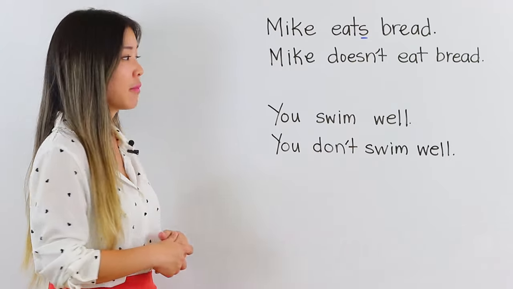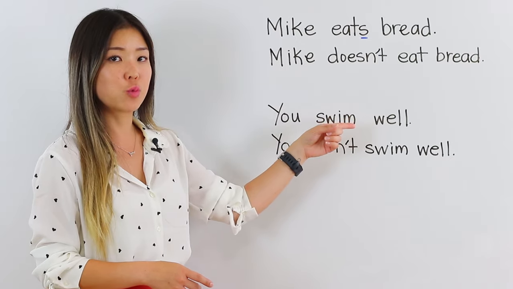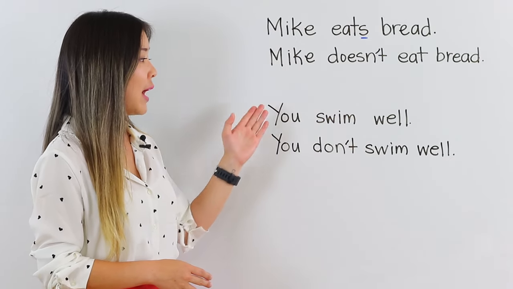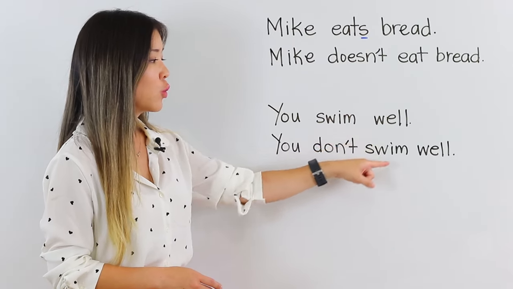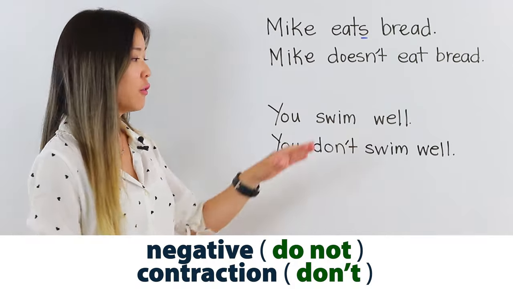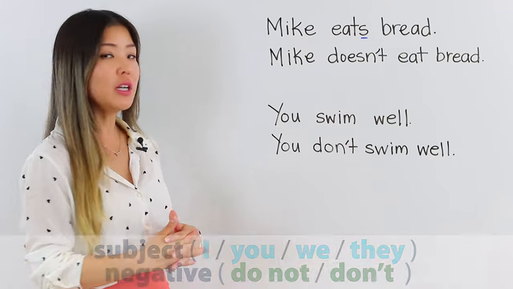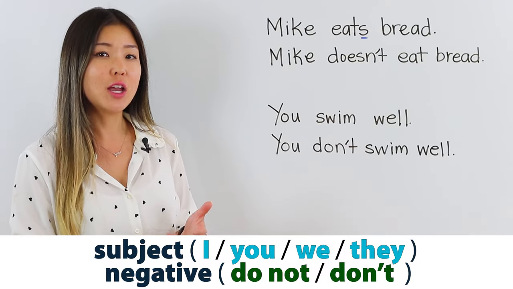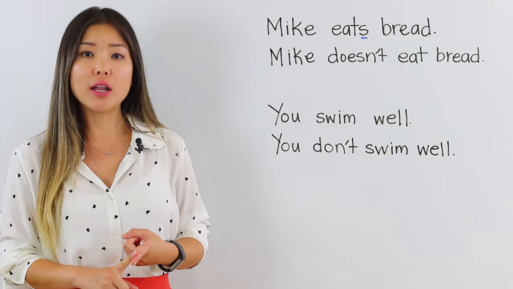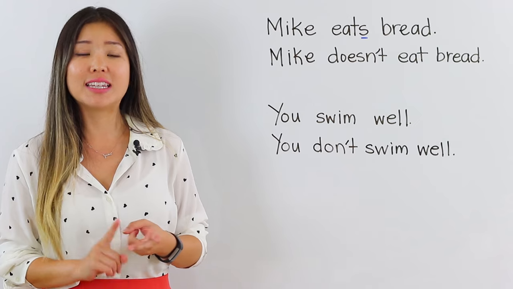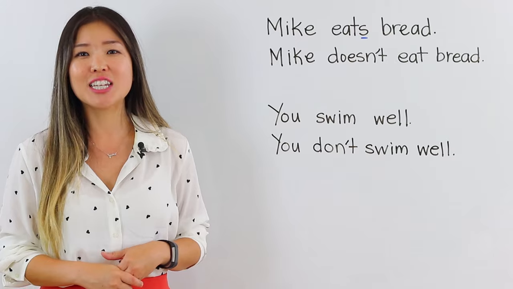You swim well. In this case, I don't need to put an S at the end of swim because the subject is you. If I want to make this sentence negative, I use don't. You don't swim well. I use the contraction for do and not. I combine them to make don't. So if the subject is I, you, we, or they, we use do not or don't. So to review, do not and does not or don't and doesn't is a possible usage for the negative for present simple tense. Let's continue on.